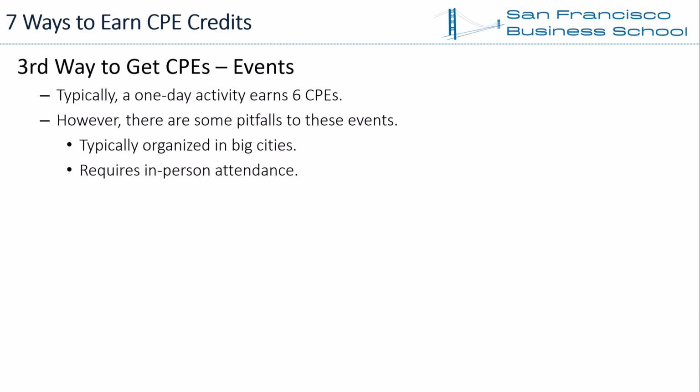Requires in-person attendance. Many of the events take a few days, and you have to take days off from your work to attend these events. Expensive. Typically, these events are charged $1,000 per day. So, for a 2-day event, you need to pay around $2,000. Travel and accommodation, if needed, are not included in these fees.